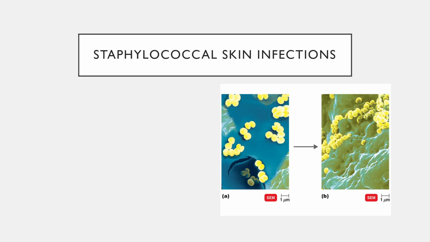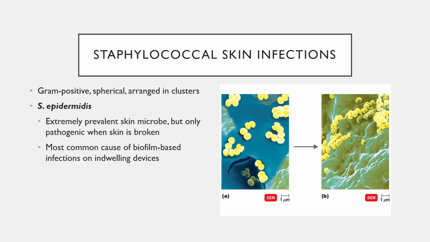Staphylococcal skin infections are caused by members of the genus Staphylococcus, which have the traits of being gram-positive, spherical, or coccus-shaped, and arranged in clusters. There are 2 major members of the Staphylococcus genus that are relevant to our discussion here. One of them is Staphylococcus epidermidis, and the other one is Staphylococcus aureus.